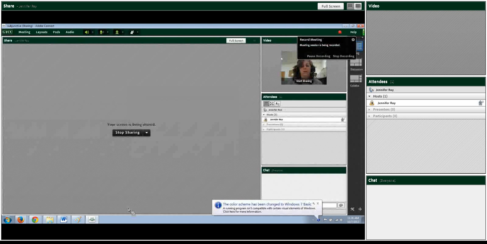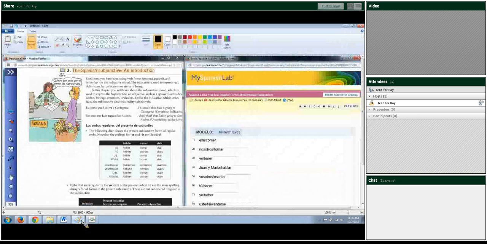Today I want to talk to you guys about the subjunctive, and we're going to start off with how to form it. Until now, you have been using verb forms, present, preterite, and perfect, in the indicative mood. The indicative expresses real, definite, or factual actions or states of being. So what matters most here is real, definite, factual. Okay, that's what the indicative is about.